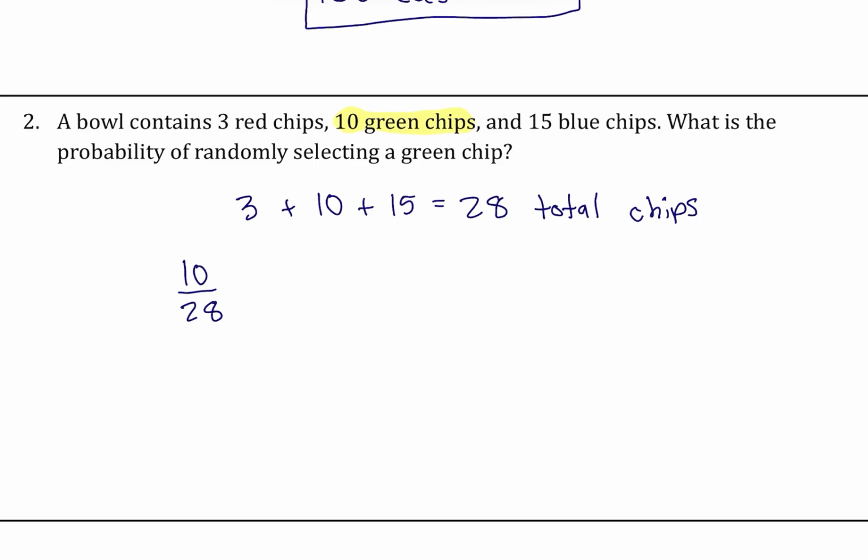Now, a good rule of thumb, just in general, when working with fractions, is you always want to make sure that you fully simplify the fraction. Sometimes you won't be able to simplify any further, but in this case, we see that 10 and 28 both have a common factor of 2. 10 divided by 2 gives us 5, and 28 divided by 2 gives us 14. So the probability of selecting a green chip, we can say, is 5 out of 14.